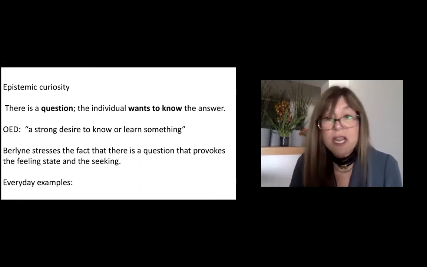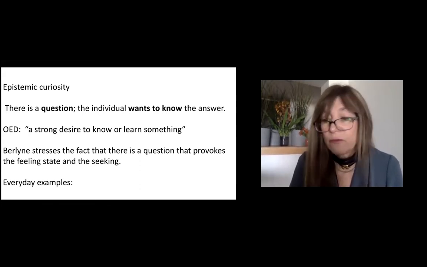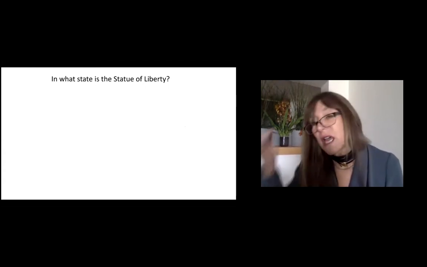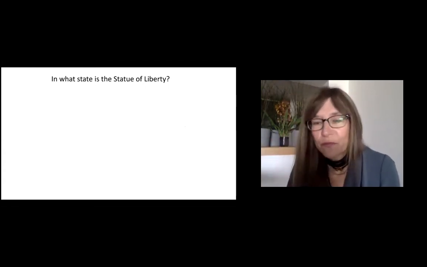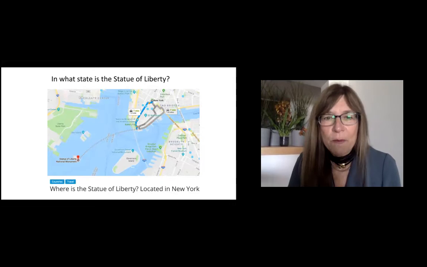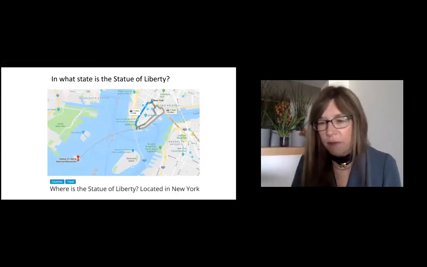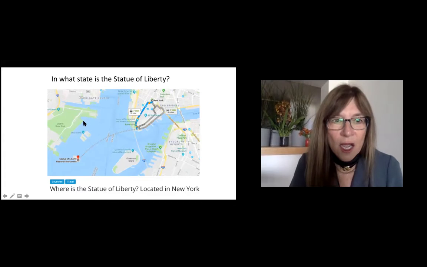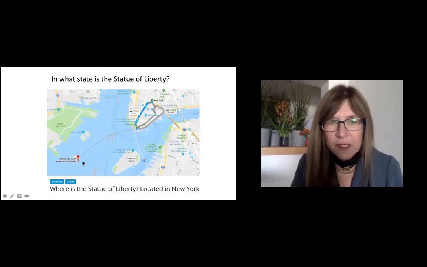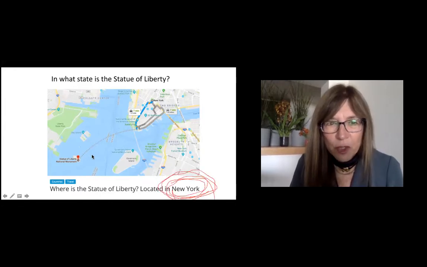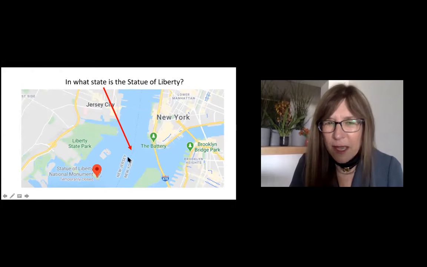I'll give you a couple of everyday examples. For example, you might be asked a question: in what state is the Statue of Liberty? You might just want to know. Well, so you conjure up a map. And there's New York up here, if I can get this working. There's New York. There's Brooklyn. Okay, Manhattan. New Jersey. And there's the Statue of Liberty. And then you zoom a little bit closer. And isn't that weird?